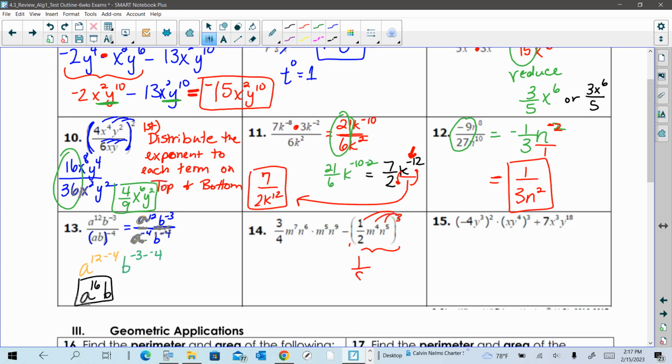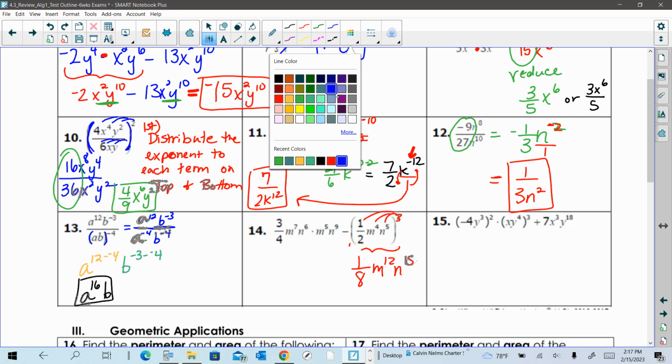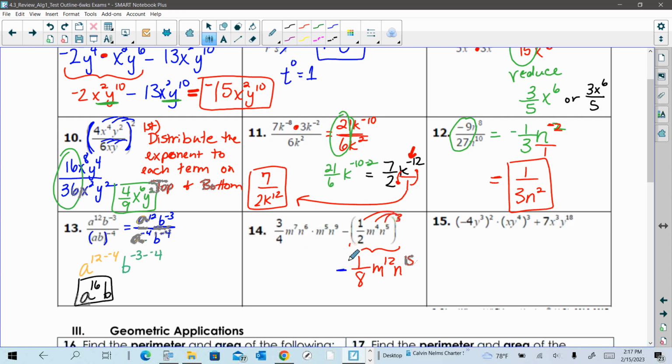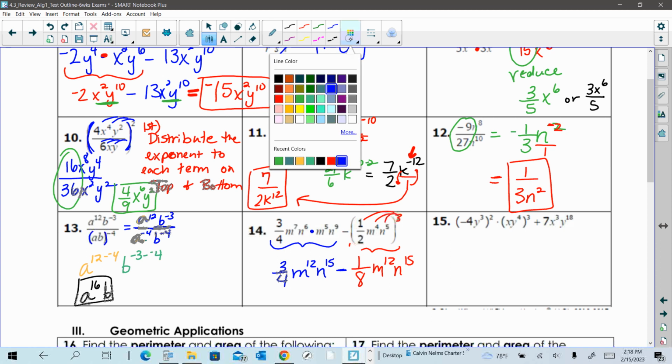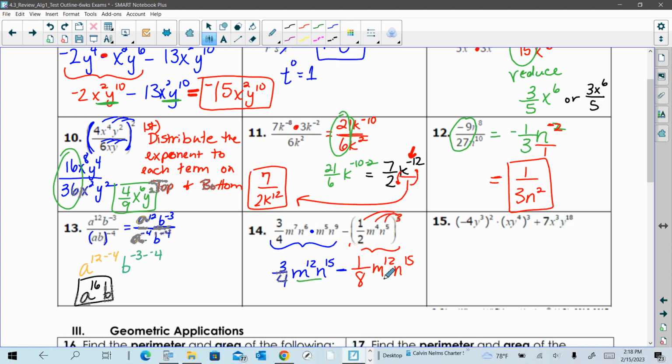1/8 here. Now m to the 12th power and n to the 15th power. Everything we have in front here, the minus, it's just going to stay. But I'm going to simplify this section because we have the product rule right there. And so this is going to give me 3/4 m. Here we're adding the exponents, so m to the 12th power, n to the 15th power. And hopefully you see now, because our variables and our exponents are the same, we have like terms.